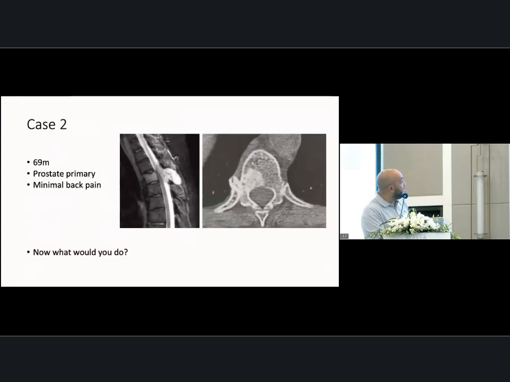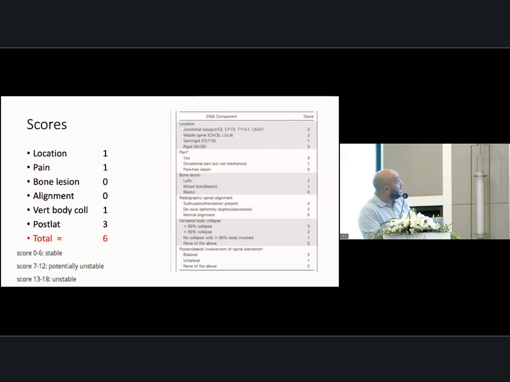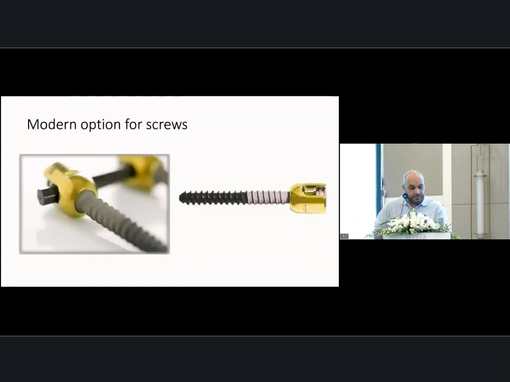So this is a 69-year-old, and I just wanted to show you this because this patient has a destructive lesion, but actually it's not lytic. This is blastic. So now if we go back to our point system, the location is semi-rigid spine because it's thoracic. The pain, yes, there's a little bit of pain, but not much. Bony lesion is 0 because it's blastic, not lytic. Vertebral body collapse, not really, a little bit. No collapse at all. Posterior lateral involvement, yes. So now they get a score of 6, which is stable. So this patient does not need any surgery. Okay.